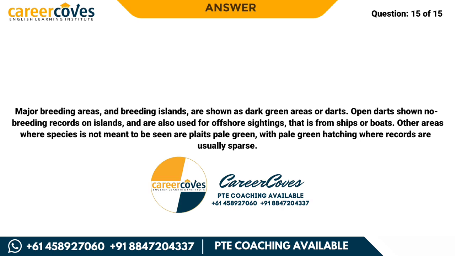Major breeding areas and breeding islands are shown as dark green areas or darts. Open darts show no breeding records on islands and are also used for offshore sightings, that is from ships or boats. Other areas where species are not meant to be seen are plain pale green, with pale green hatching where records are usually sparse.